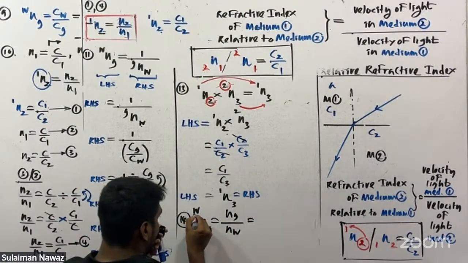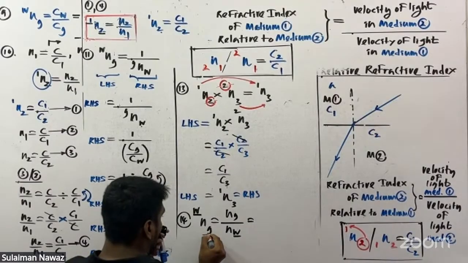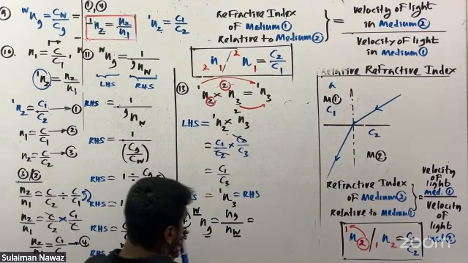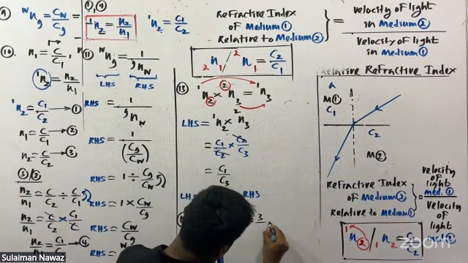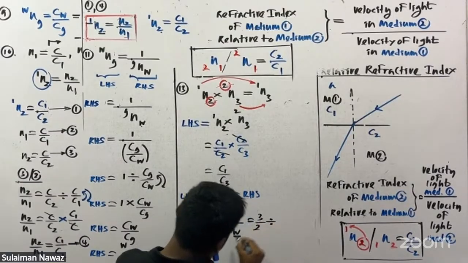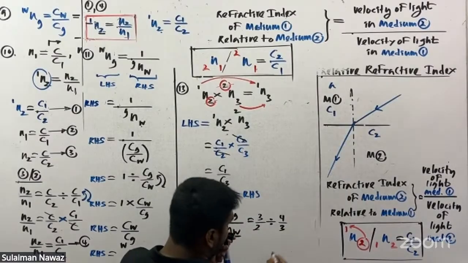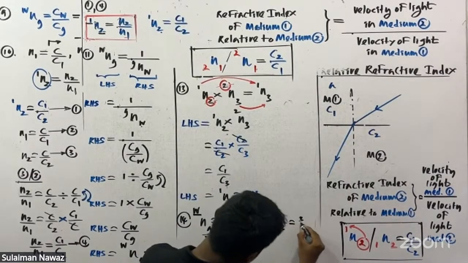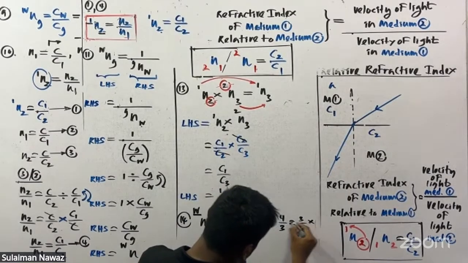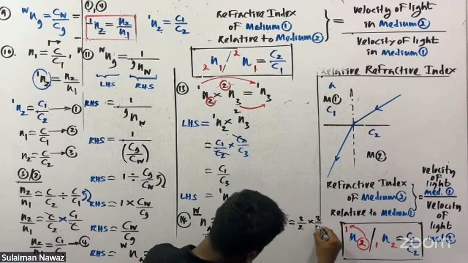Now the top is glass, the bottom is water. Ng means what? 3 over 2. Divided by Nw, how much? 4 over 3. Then you simplify it: division becomes multiplication by the reciprocal, so the answer is 9 over 8.